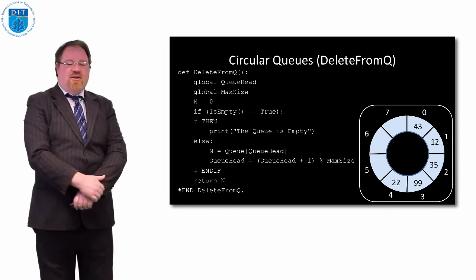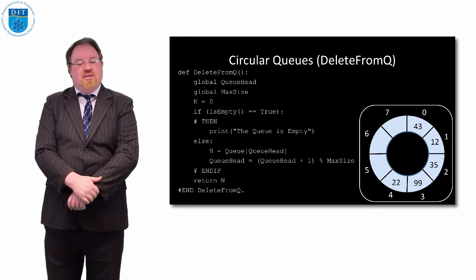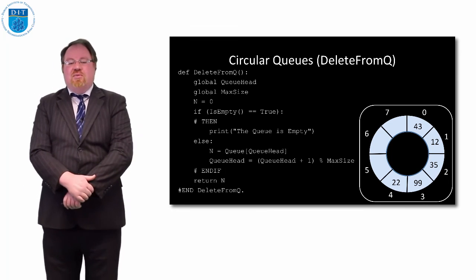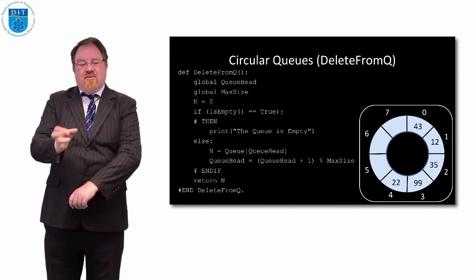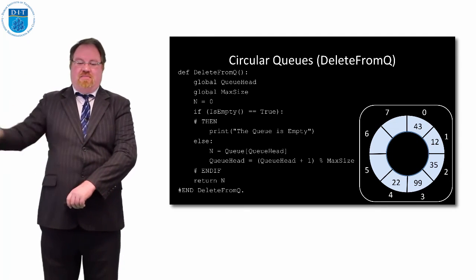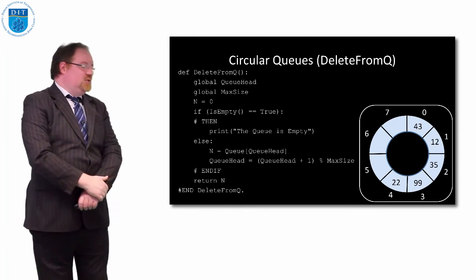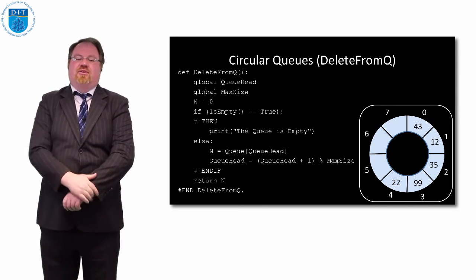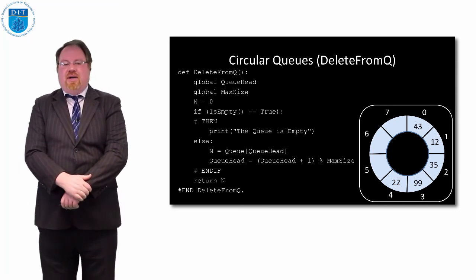How do we delete from a circular queue? If the queue is empty, we can't delete, so we just say the queue is empty. Otherwise, what we do is we store whatever value is at the front of the queue at the moment into a variable called n, and then we add 1 onto the head, moving it along, and do our division remainder. And because we're changing the value of queue head, it's very important we declare that as global in Python.